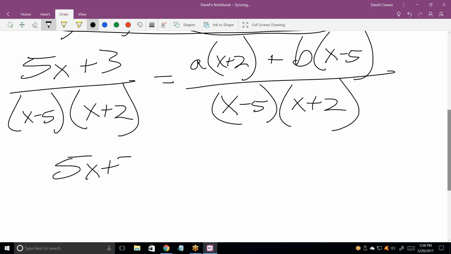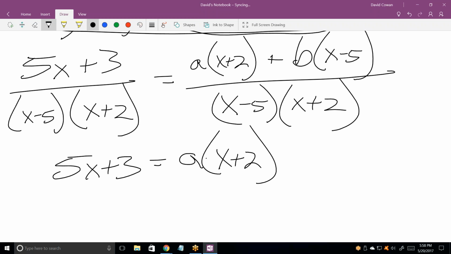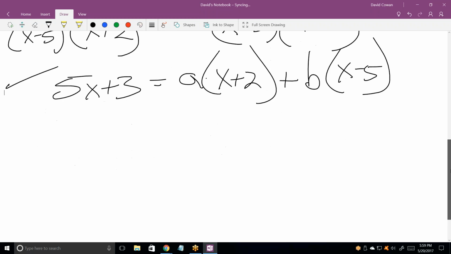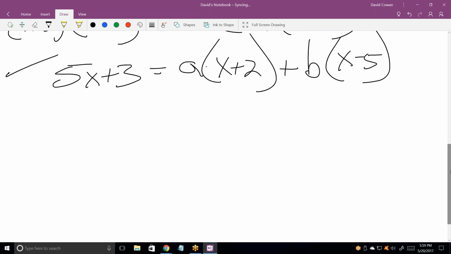5x + 3 equals a(x + 2) + b(x - 5). Well, still not the easiest thing to solve. I got 3 variables, only 1 equation. But here's the thing. That is a true statement for all values of x, which means I can solve for a and b by picking certain values of x.